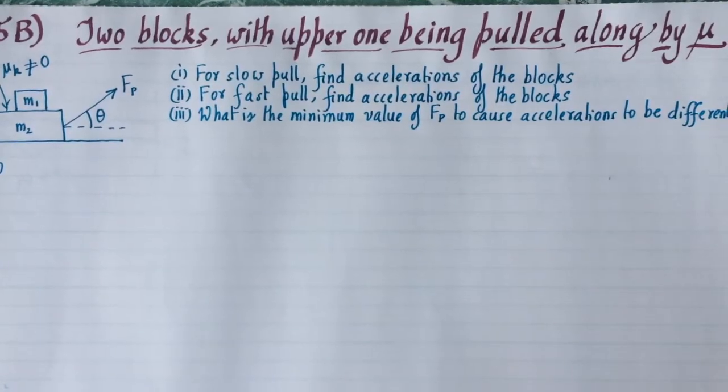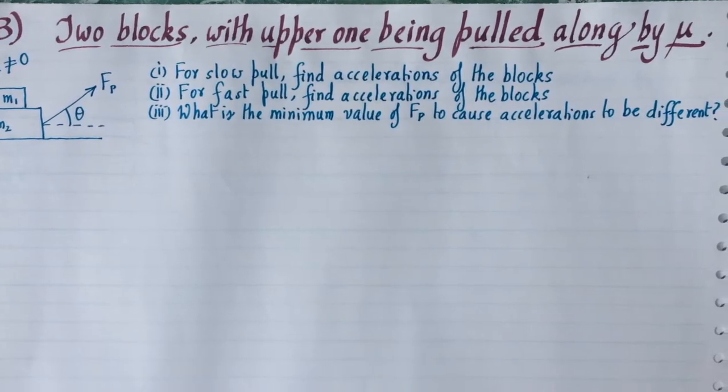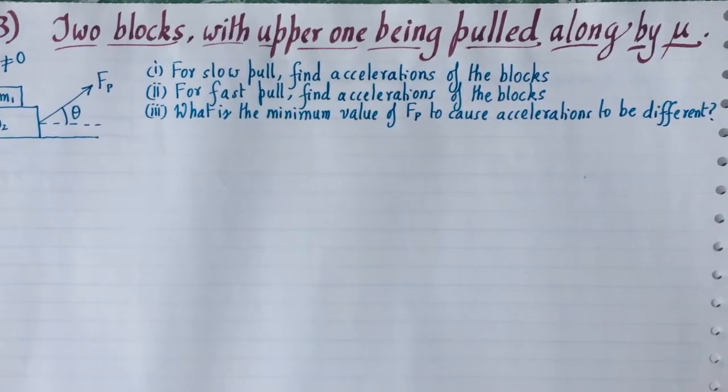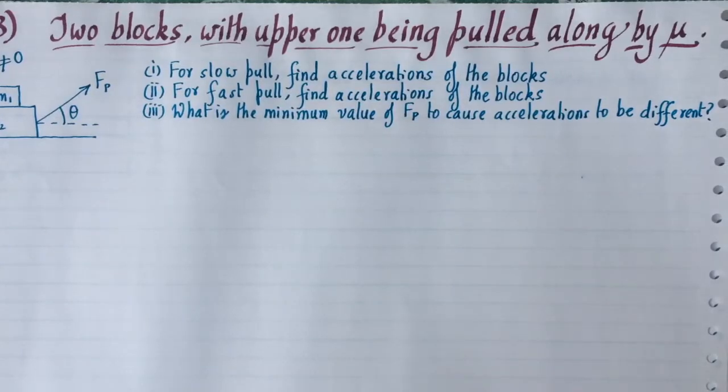So the problem involves two different kinds of pulling forces. For a slow pull, which means small value of Fp, find the accelerations of the blocks. So you can expect that for a slow pull, both the blocks will move together with a common acceleration. For fast pull, find the accelerations of the blocks.